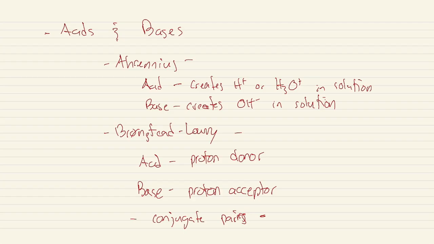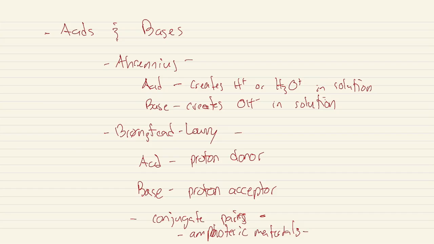So we have these conjugate pairs, and these conjugate pairs allowed for the existence of amphoteric materials or substances. And does anyone remember what amphoteric was? It can be both an acid or a base, right? So this can act as both an acid or a base, meaning it can donate a proton or it can accept a proton.